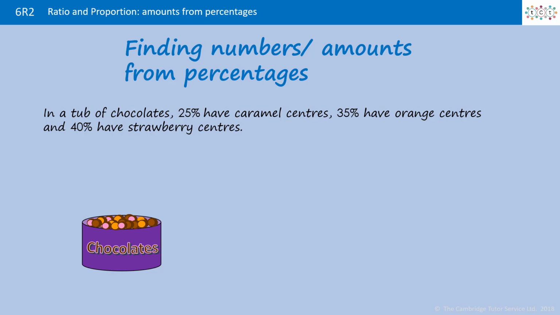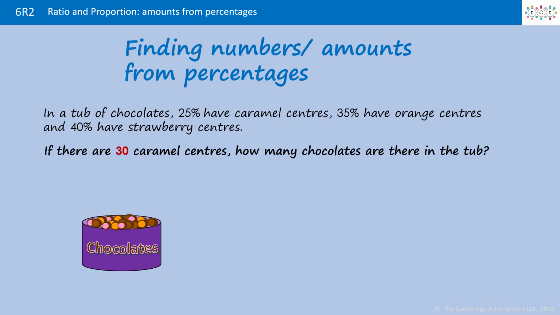In a tub of chocolates, 25% have caramel centres, 35% have orange, and 40% have strawberry. If there are 30 caramel centres, how many chocolates are there in the tub? Pause the video, have a go, press play when you're ready for the solution.